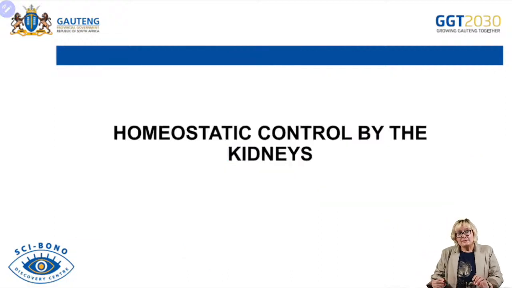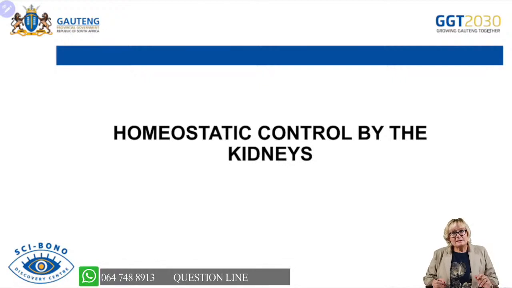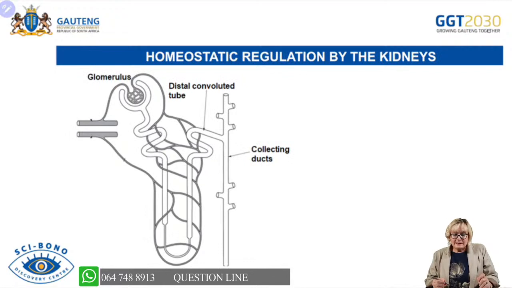Now we're going to look at the homeostatic control by the kidneys. And remember, your kidneys are what? Your kidneys are controlling the water, the salt, and the pH. They also play a role in pH. Now let's look quickly at homeostatic control by the kidneys.